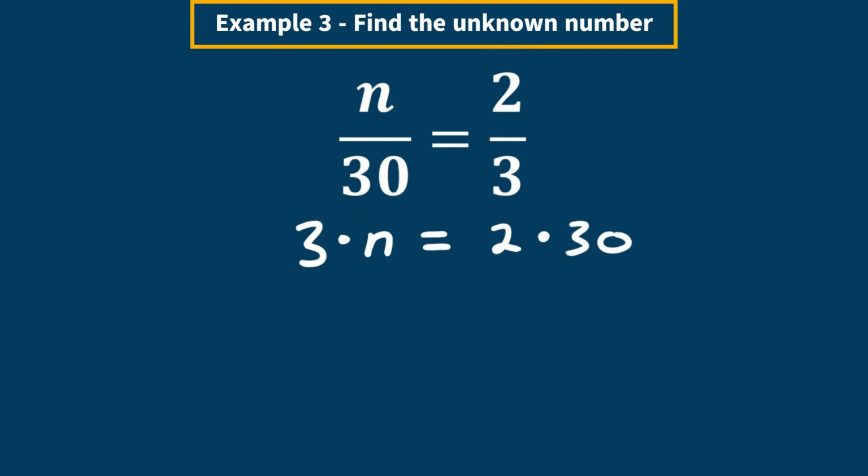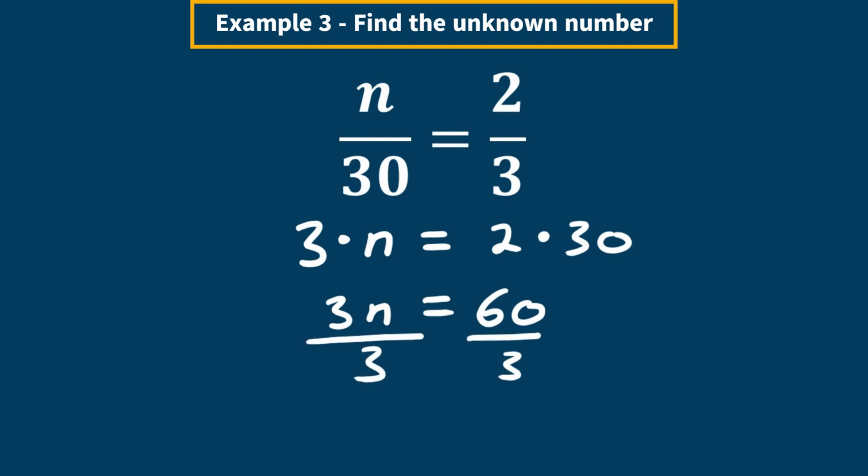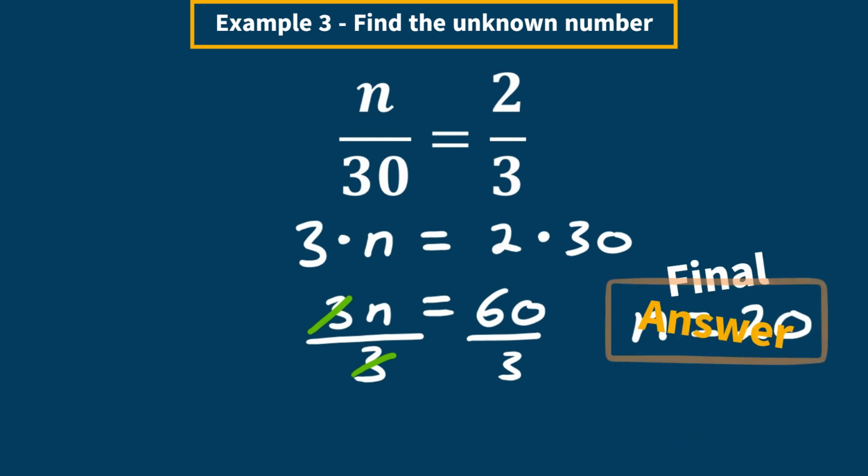From here, we can go ahead and simplify. 3 times n is simply 3n, and that's going to be equal to 2 times 30, which is 60. Now what we want is to get this n by itself. Since 3 is being multiplied to the n, what we do is the opposite, which means we have to divide by 3 on both sides. Divide by 3 and divide by 3. These 3's here will cancel, and then what we're going to have left over is n is equal to 60 divided by 3, which is 20. So n equals 20 is our final answer.